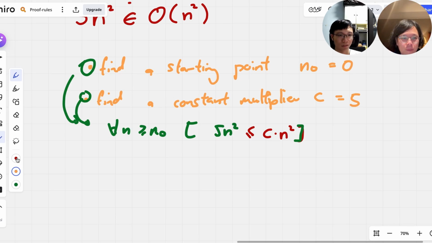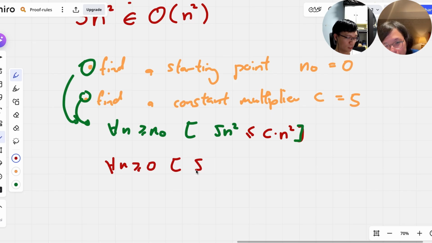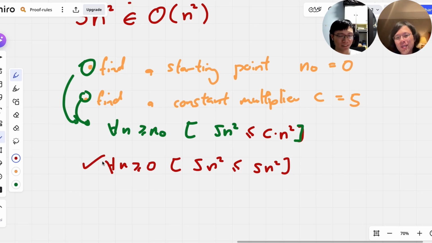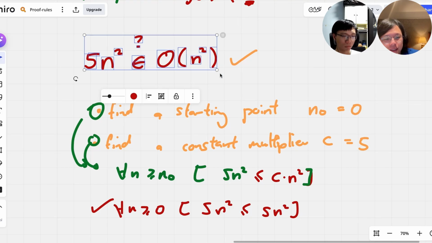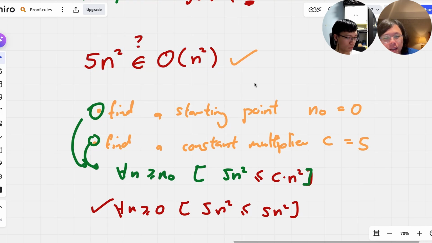Let's work with that. We don't actually need to prove this at this point, but let's think of it this way: for all n greater than 0, I think it stands to reason that 5n squared is less than or equal to, well, it's equal to 5n squared. Easy example, makes sense, so we'd be happy to say that this is true. Make sense?